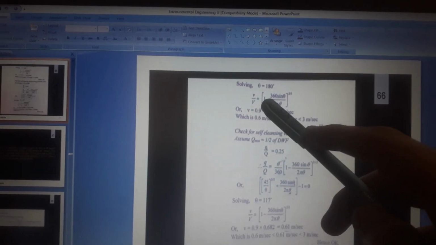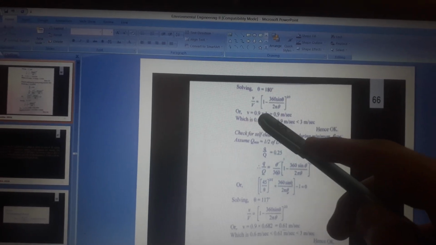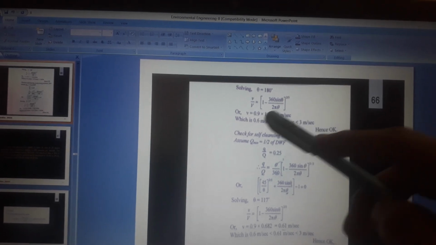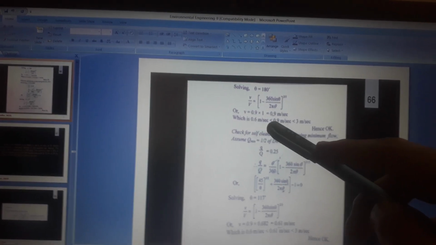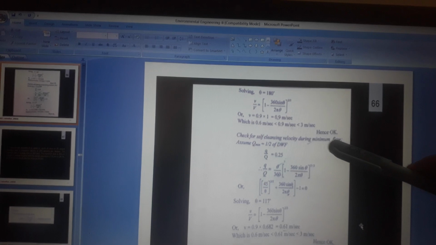Small v by capital V is equal to 1 minus 360 sin theta by 2 pi theta whole raised to power 2 by 3, or small v is equal to 0.9 into 1, which is equal to 0.9 meter per second, which is greater than 0.6 meter per second and less than 3 meter per second. Hence, okay.